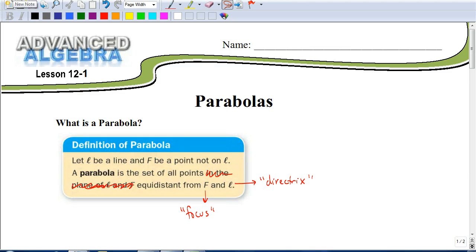Okay, in this lesson we're going to be looking at parabolas. I know we talked about parabolas back in chapter 6, but in this lesson we're going to look more at some other details about parabolas that we didn't talk about before. And that's the idea of a focus and a directrix.